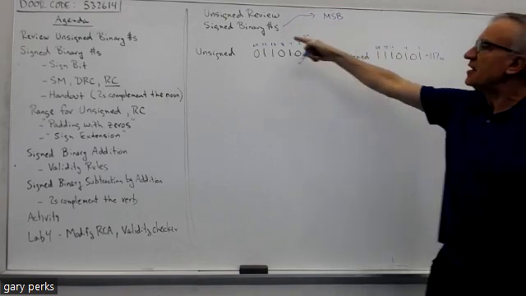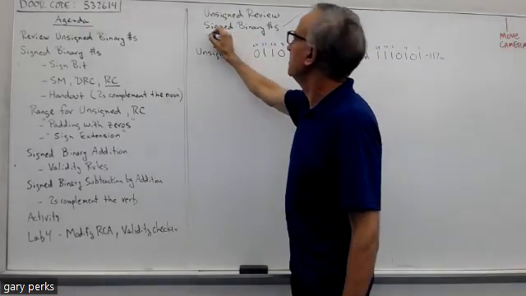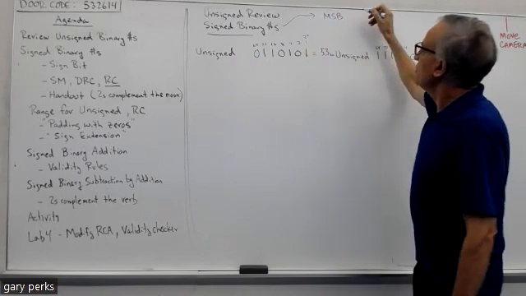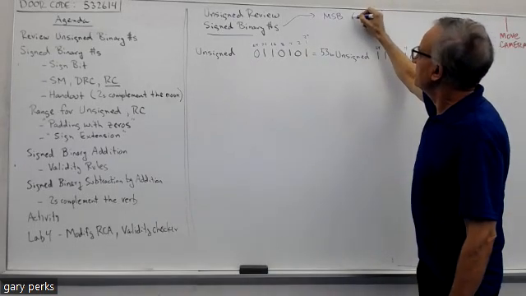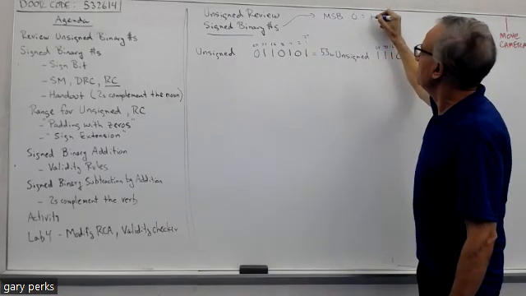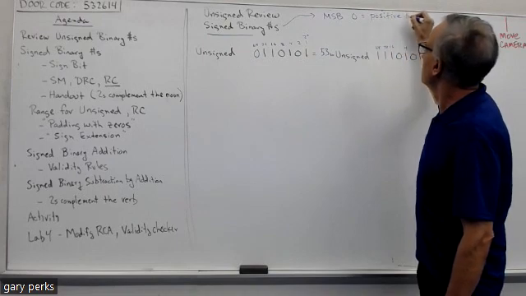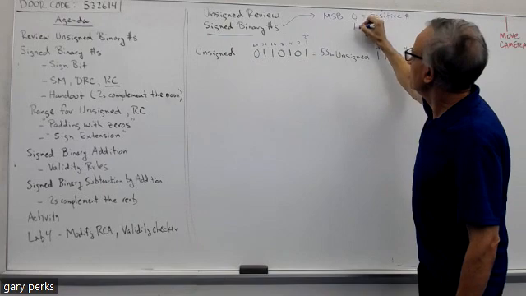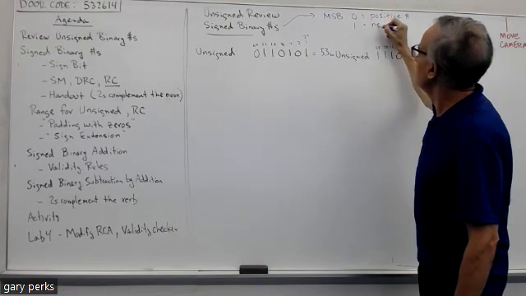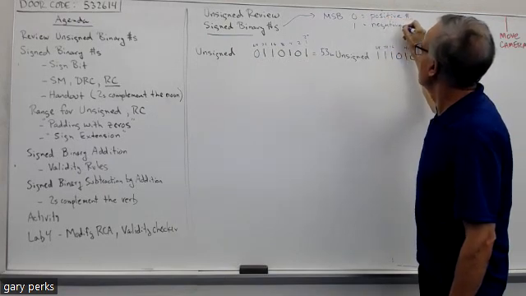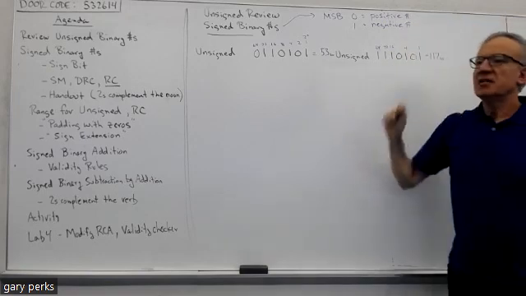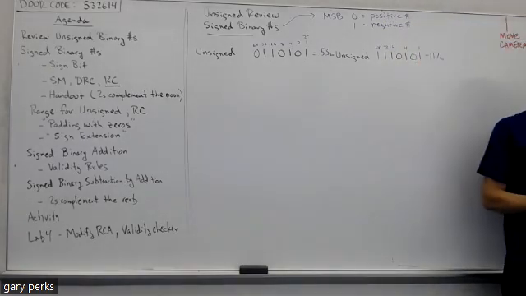Okay, so if you have a signed binary number and your most significant bit is a 0, well, that means you have a positive number. If the most significant bit is a 1, well, then you have a negative number. Okay, so what do we mean by most significant bit?